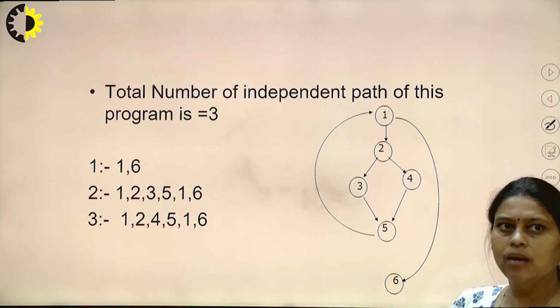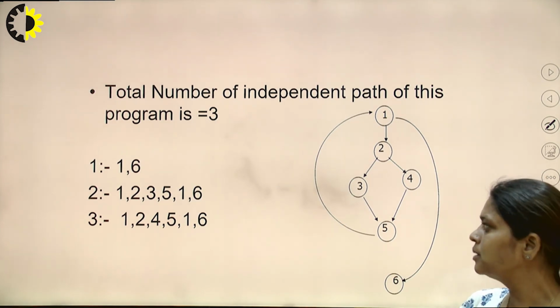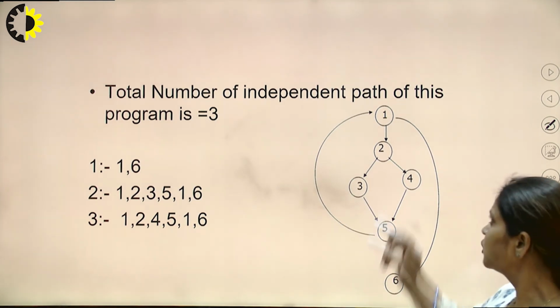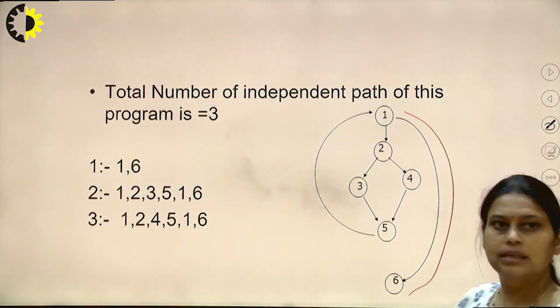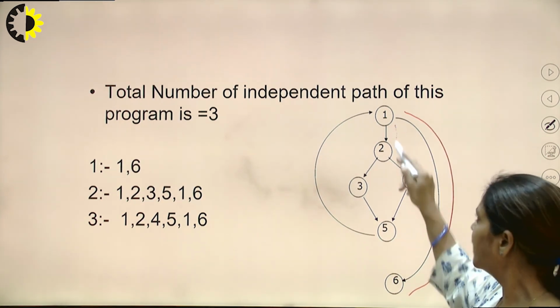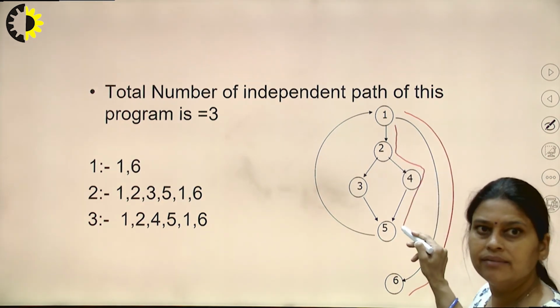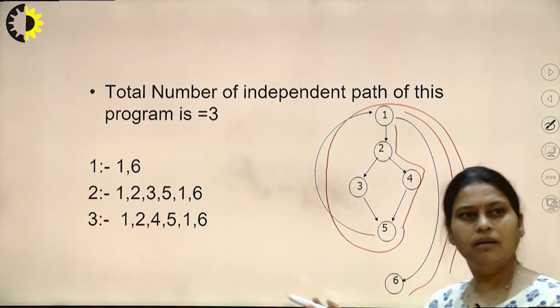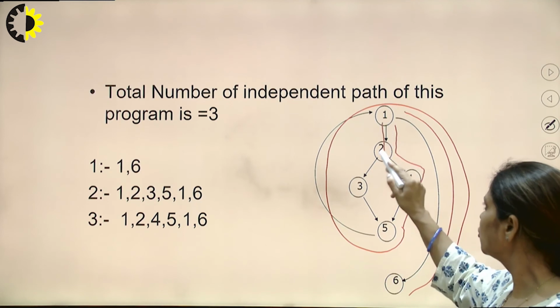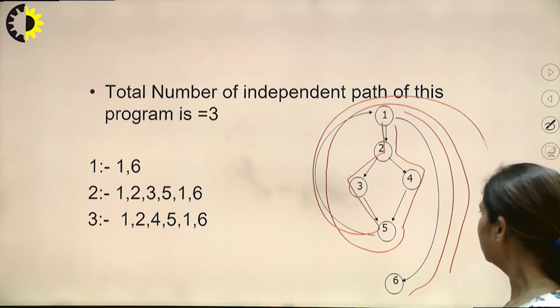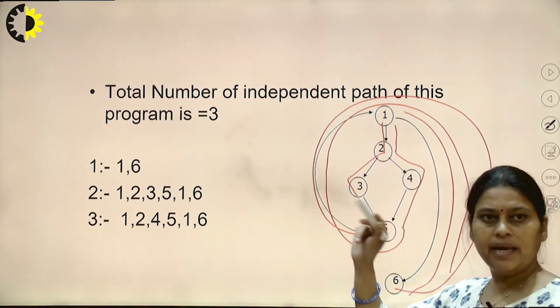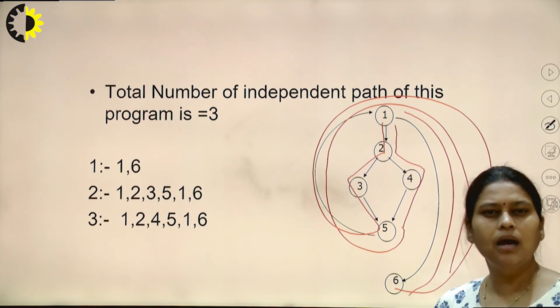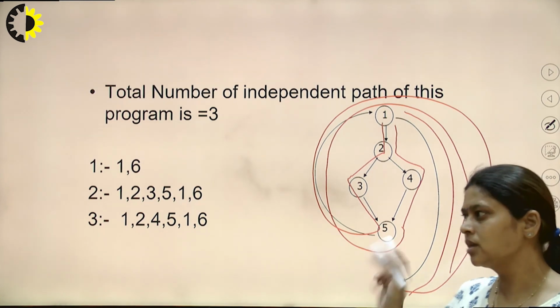Now the total number of independent paths of this program is equal to 3. So the first path is 1, 6, second is 1, 2, 4, 5, 1, 6, and third is 1, 2, 3, 5, 1, 6. So 1 is the entry criteria and 6 is the exit criteria of this program.